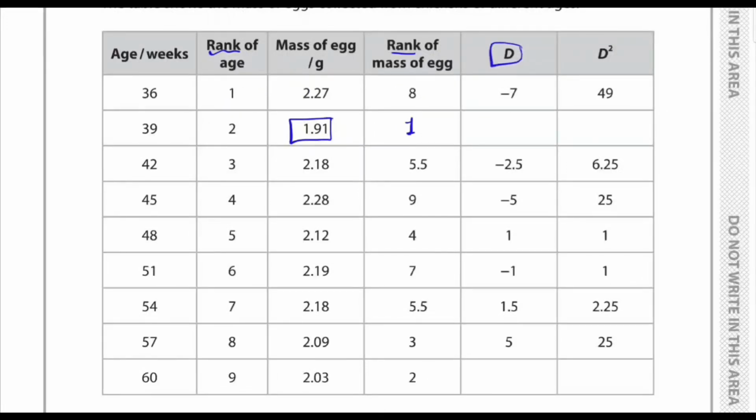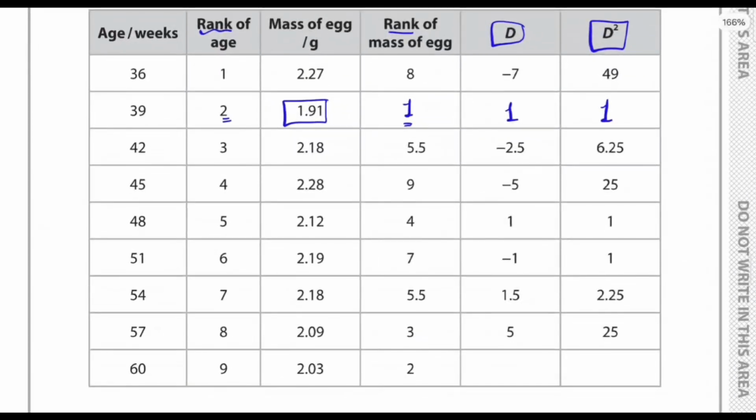So if I want to get the difference here, it's 2 minus 1. 2 minus 1 is 1. And D squared is simply the value of D to the power 2. 1 to the power 2 is 1 as well. Let's move to the last cells in the table. The rank of age is 9 and the rank of mass of egg is 2, so the difference between 9 and 2 is 7, and we have to square it, which is 49.